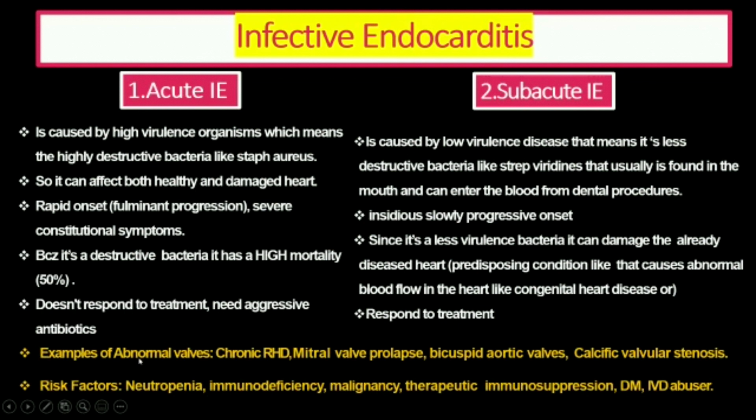So examples of damaged or abnormal valves are chronic rheumatic heart disease, mitral valve prolapse, bicuspid aortic valve, and calcific valvular stenosis. And the risk factors for infective endocarditis overall are diseases that decrease the immunity, like neutropenia, immunodeficiencies, malignancy, immunosuppression therapy, diabetes, and IV drug abuse.